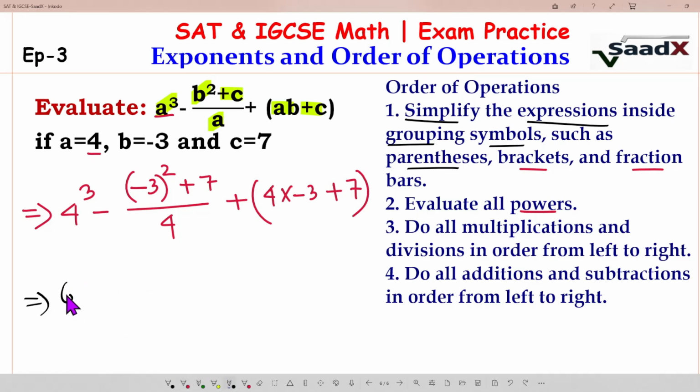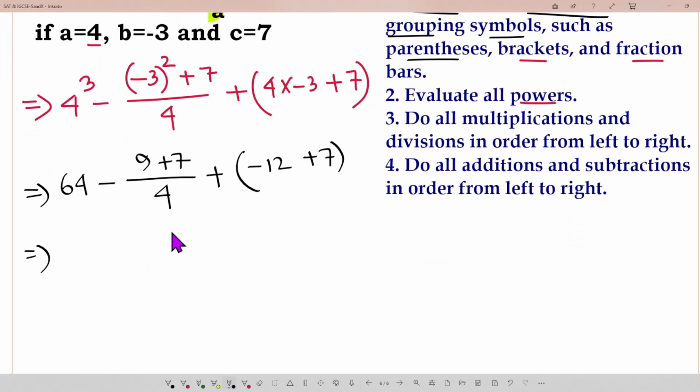We can write this, right? Here is 64 minus, then minus 3 squared, which is 9, plus 7, divided by 4, plus 4 times minus 3, which is minus 12, and then plus 7. In this order of operations, first we have to finish the parentheses, right? So here 64 minus 9 plus 7 is 16, and here is 4, a fraction part, so we can do this. Then plus minus 7 minus 12 plus 7 will be minus 5, so we can write here minus 5.